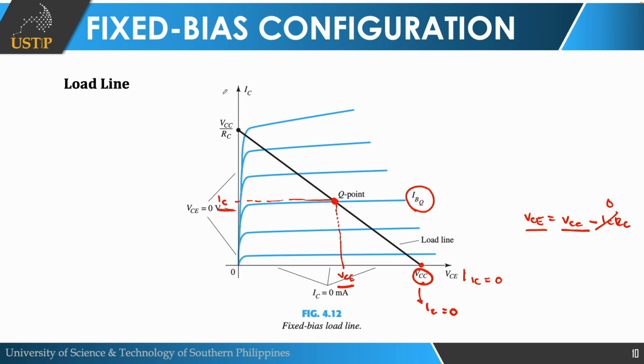Now, the point that is crossing your y-axis is this one. This point is when your VCE is 0. The first one is your IC is zero because you only cross this point on the x-axis. And the second point is you only cross this point on the y-axis, so VCE is equal to zero. Using again the expression VCE equals VCC minus ICRC, if this is zero, then ICRC is equal to VCC. Getting the IC, we have VCC over RC. So this is now our value. If you connect the points, this is now our load line for the fixed bias configuration.